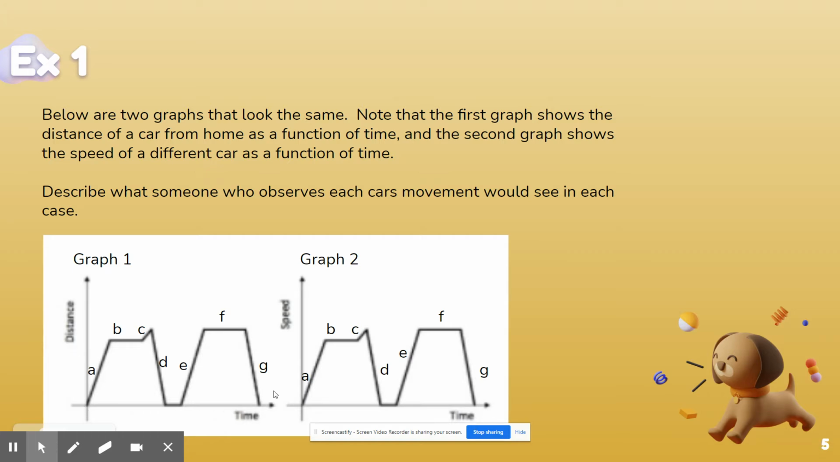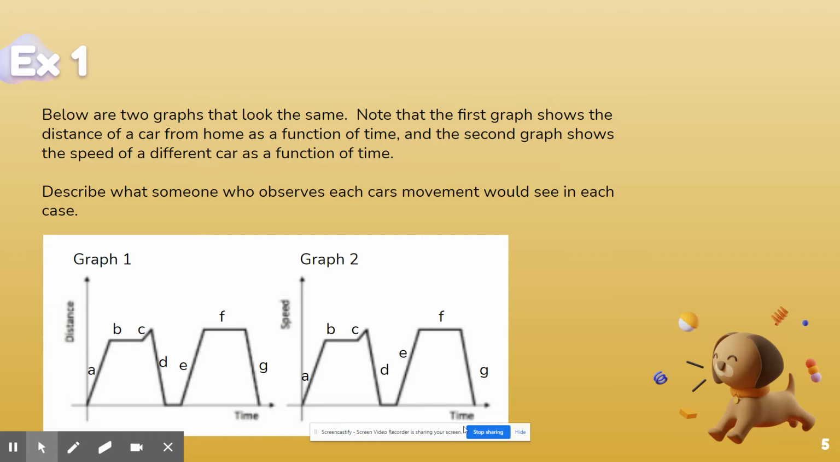So for distance and time, this means that a person is traveling forward over a certain period of time, and then they stand still for a certain period of time. They travel forward again, and then they go backwards, and then they stand still, and then they go forward, and then they stand still, and then they go backwards.